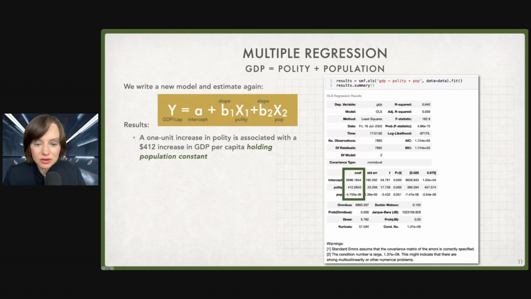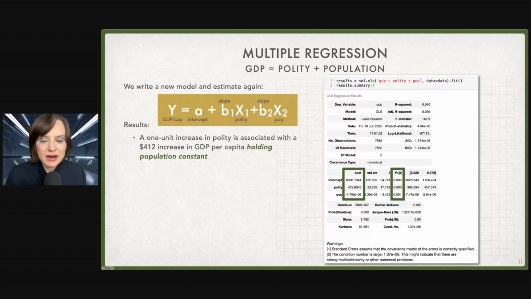A 1 unit increase in polity is associated now with a 412 unit increase in GDP per capita. I think we were at 413 before. But the big difference is this is holding population constant. That's how we interpret our coefficient when we have more than one variable, holding these other variables constant.